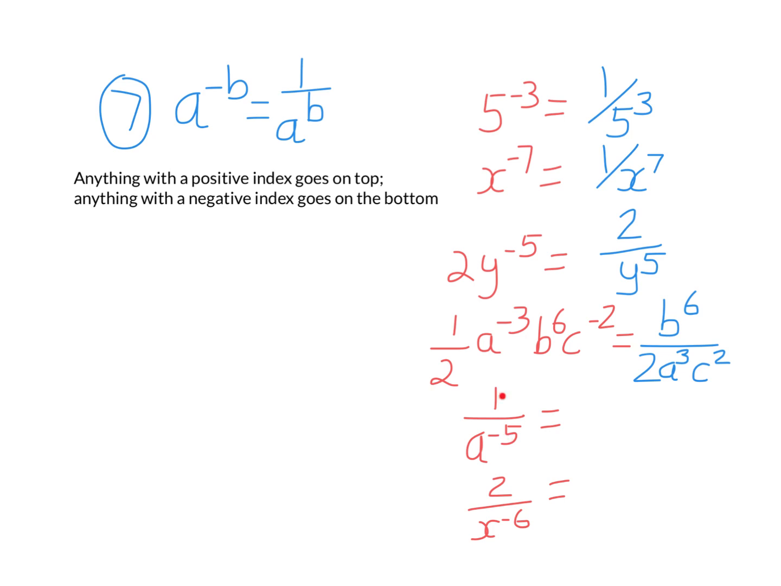So what about something like 1 over a to the power of negative 5? So a to the power of negative 5 is just 1 over a to the power of 5.